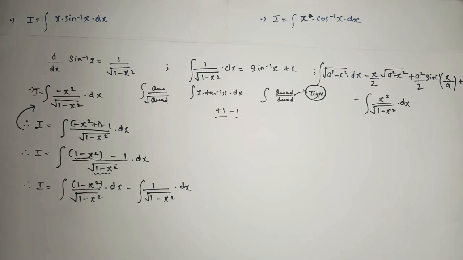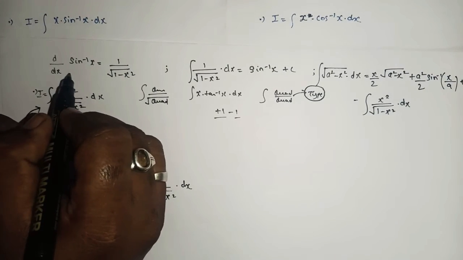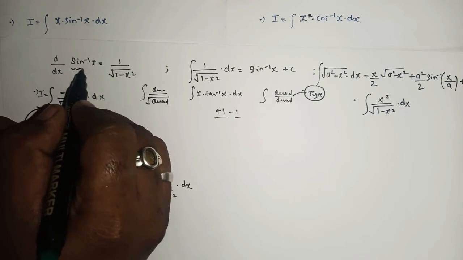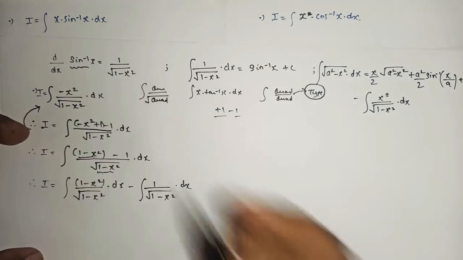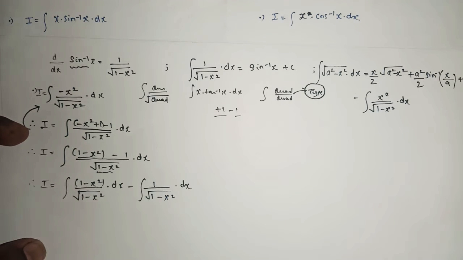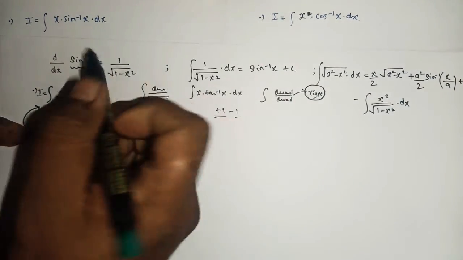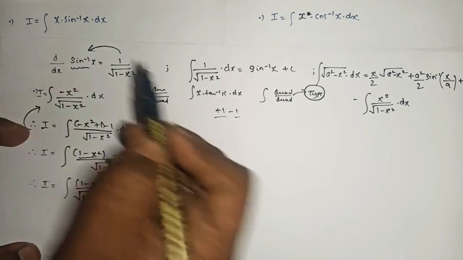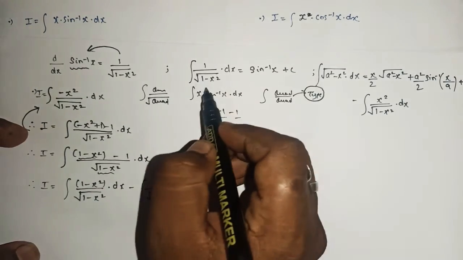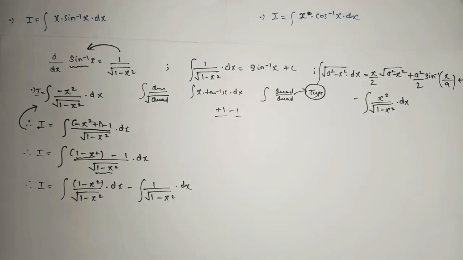Understood? Now listen here. As we know, the derivative of sine inverse is what? 1 upon root 1 minus x square. Yes or no? And the integration of 1 upon root 1 minus x square will be sine inverse. They are vice versa, yes or no?